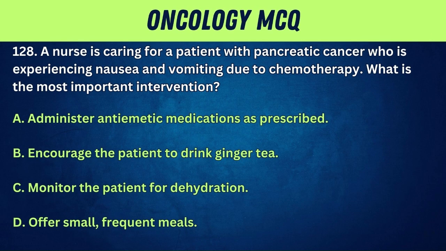128. A nurse is caring for a patient with pancreatic cancer who is experiencing nausea and vomiting due to chemotherapy. What is the most important intervention? A. Administer antiemetic medications as prescribed. B. Encourage the patient to drink ginger tea. C. Monitor the patient for dehydration. D. Offer small, frequent meals.